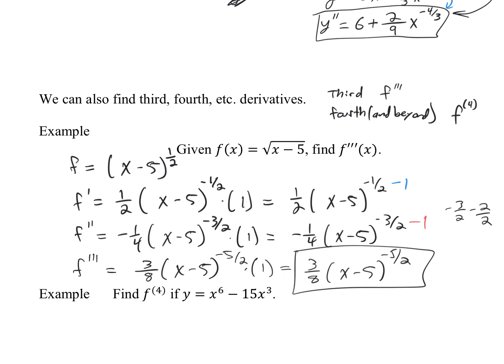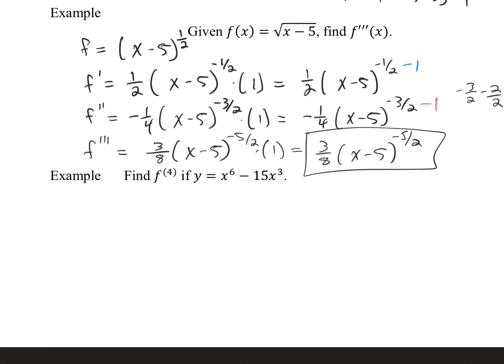Okay, next question. This time we have a polynomial, and we're going to notice something at the end. I don't want to spoil it ahead of time, but once we get to the end, we should notice that something has happened. So we start with y, which is x to the 6 minus 15x cubed. Then we compute y prime. So the derivative goes like this. 3 times 15 is 45. That's x squared. Then we compute the second derivative.